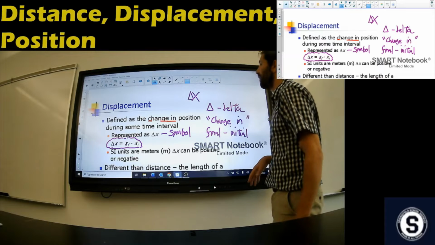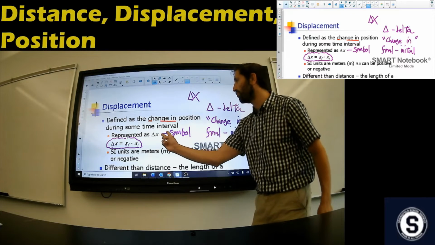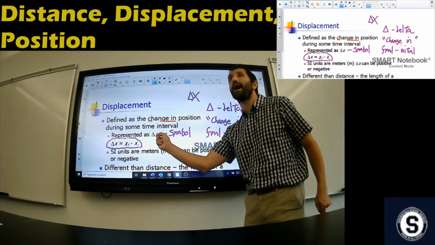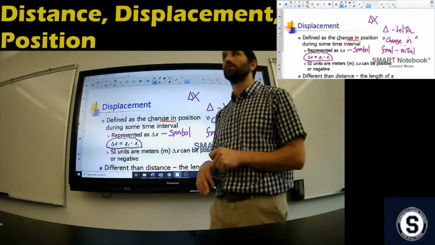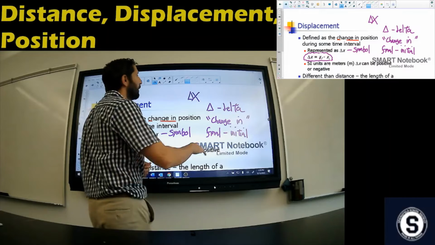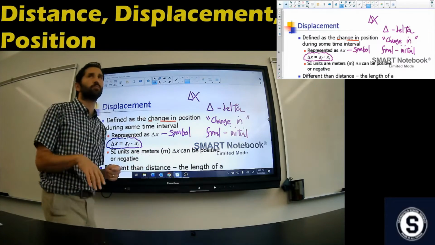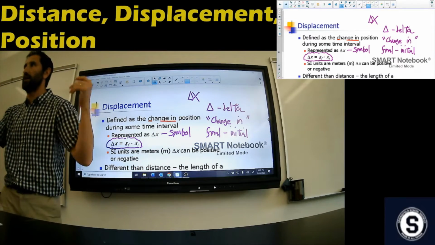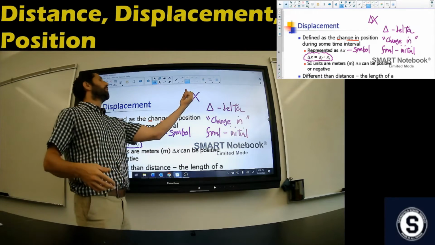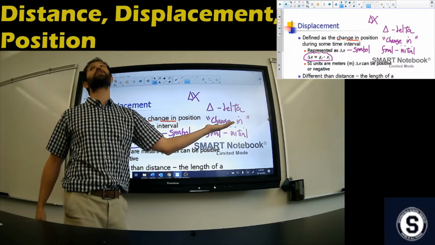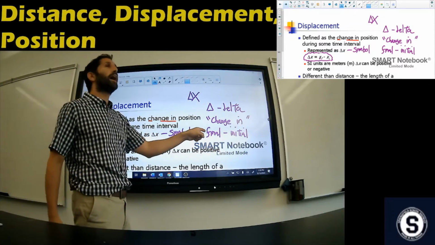Okay. You'll notice the symbol for displacement is delta x. All right, the little triangle is your delta symbol. I want to remind you that anytime we see the delta symbol, it means change in something. So in this case, change in x, change in position. Whenever we calculate the change in something, it's always going to be the final minus the initial.